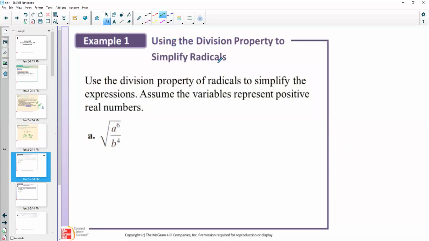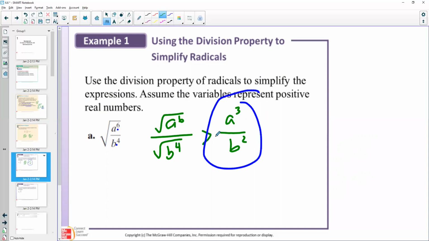All right, so we're going to simplify here. Now, there is no way to simplify a to the 6th and b to the 4th just by themselves. They're under a square root, so I'm going to take the square root of each one. I'm going to break up that radical. The square root of a to the 6th is basically 6 divided by 2, a to the 3rd. The square root of b to the 4th is basically 4 divided by 2, b squared. That's our answer there.